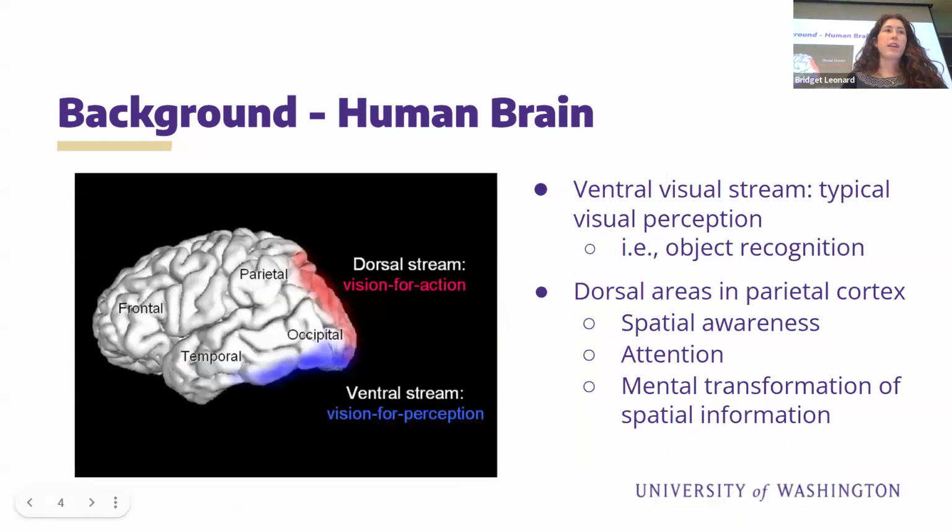Relating that to the vision system of the human brain, we see that there are two main visual streams in the human brain. One of them is the ventral visual stream. This is what you would associate with typical visual perception, like object recognition. And then you have the more complex dorsal stream, which is more related to spatial awareness, attention, and mental transformation, things you wouldn't naturally associate with vision, but that have a lot of visual components within them.